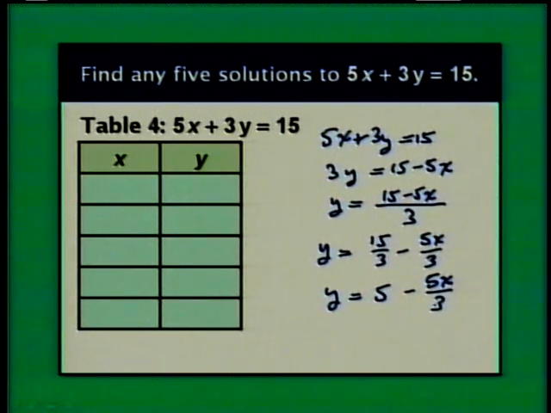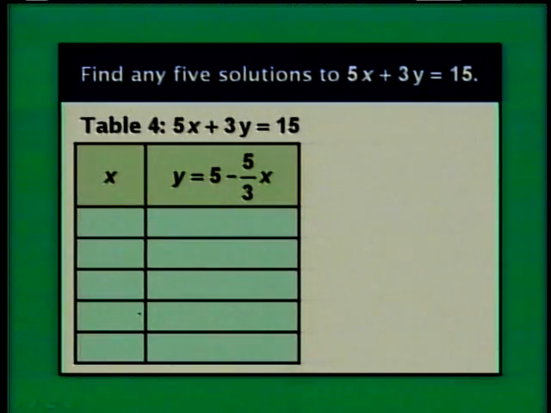Now I'm looking for values of x that are going to result in an integer value of y. Here's the ticket right here. If I can take x values that are evenly divisible by 3, the fraction's going to be out of there. So when I pick values for x in my table, I'm going to pick values of x that are evenly divisible by 3. For example, negative 6, negative 3, 0, 3, and 6.